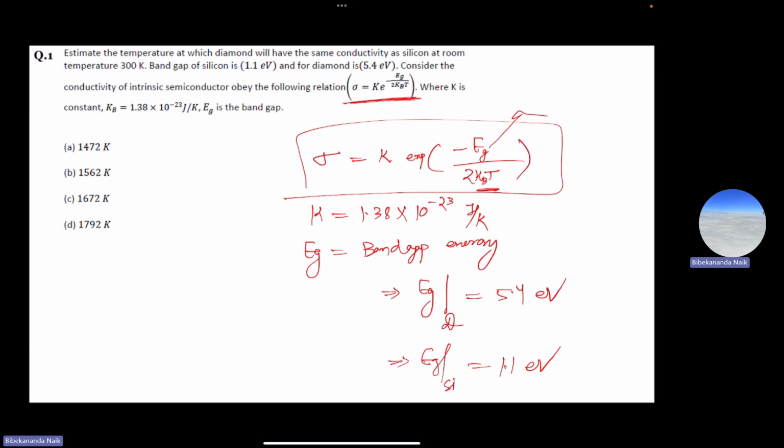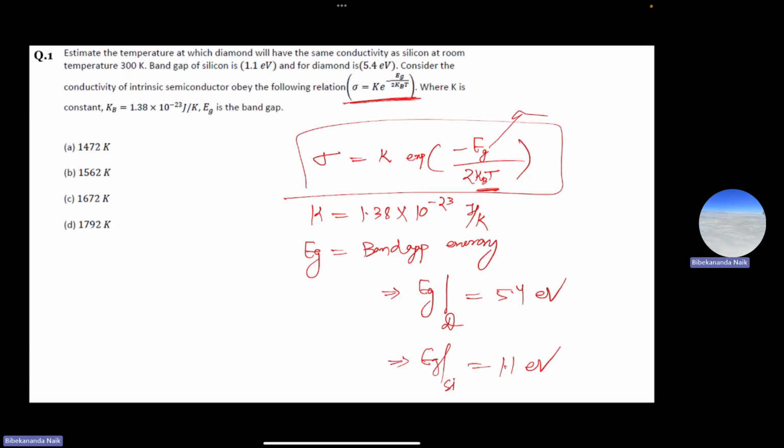So the conductivity of diamond will be less than that of silicon by up to an exponential factor, e to the power 5 times. So in order to increase the conductivity to be equal to the conductivity of silicon at room temperature, we need to increase the temperature, because only then will the electrons from the valence band be able to come to the conduction band by overcoming the band gap, which is quite high, that is 5.4 electron volt.